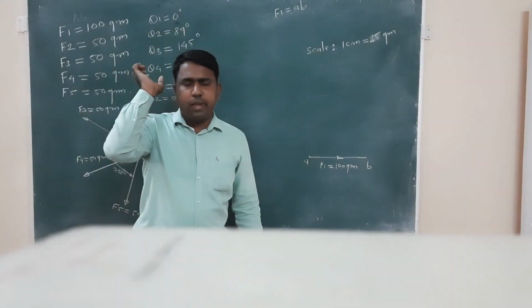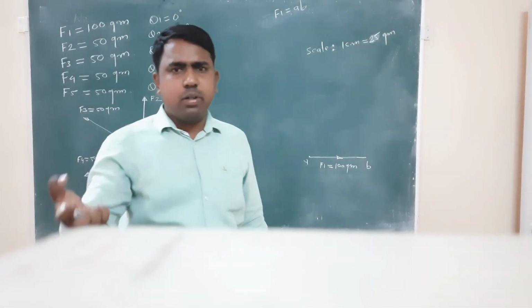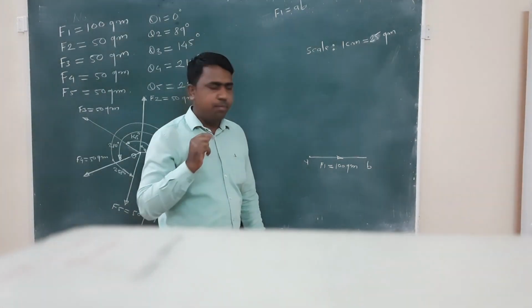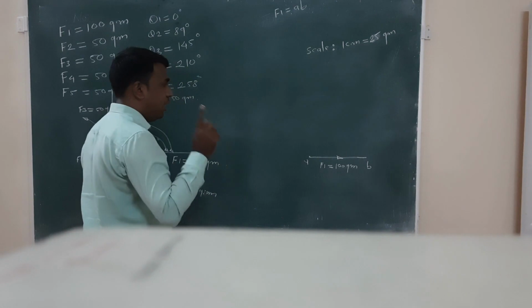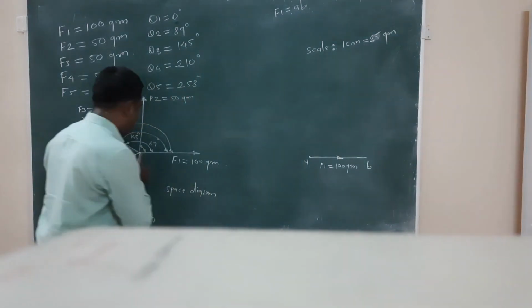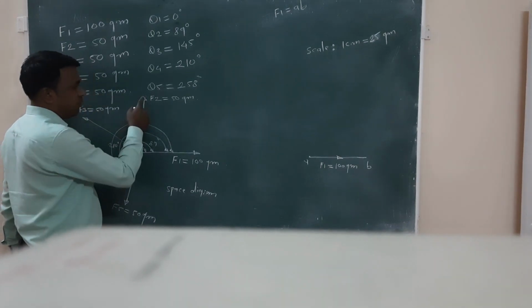Then draw the second side of a polygon, which starts from the point B. B से start करना है, लेकिन डायरेक्शन कौन सा लेना है? सेकंड फोर्स F2. F2 की डायरेक्शन कौन सी है? This direction. This is the direction of force F2.